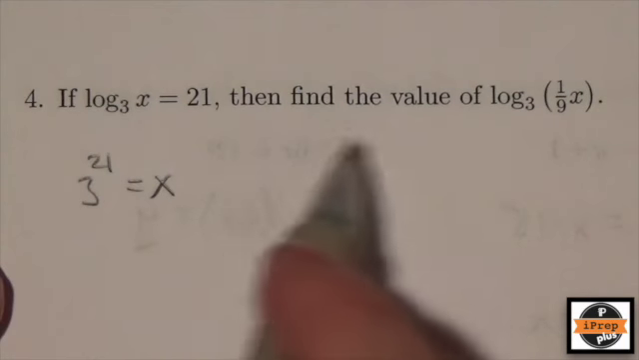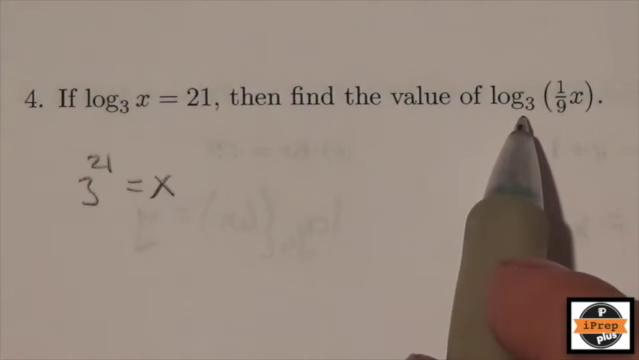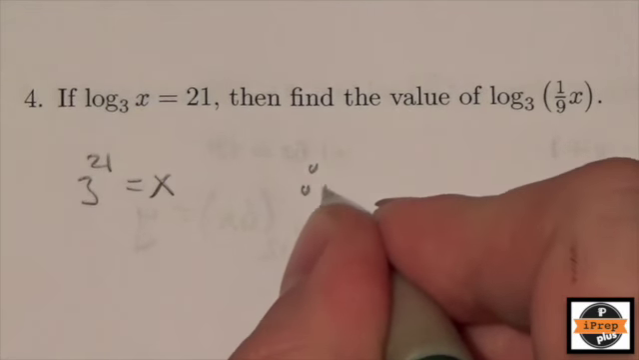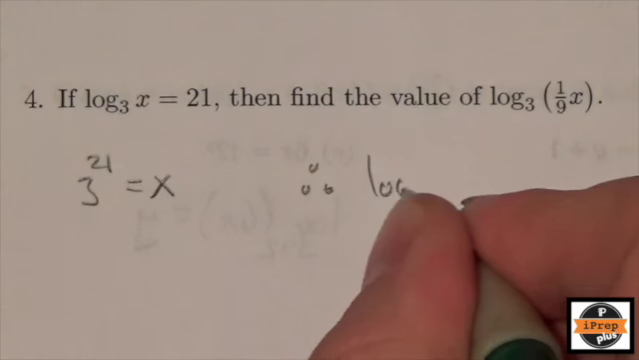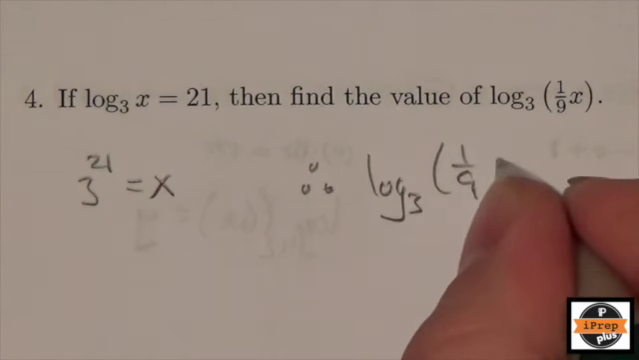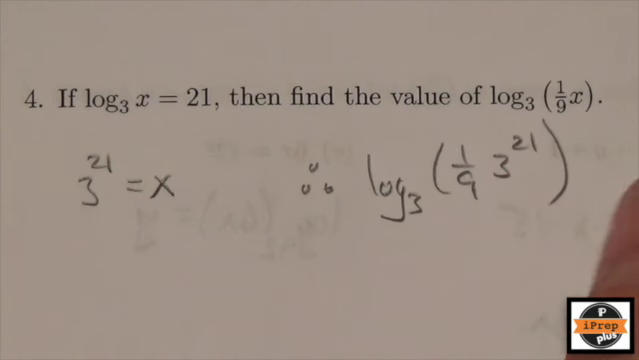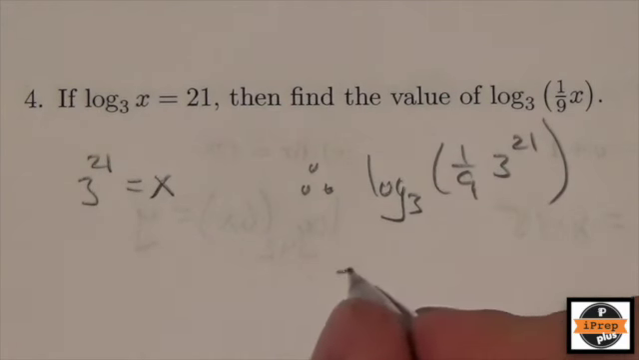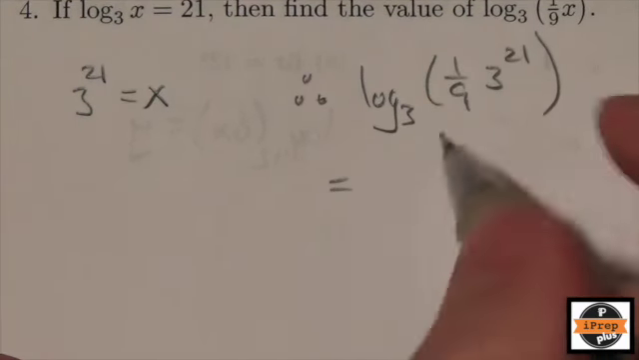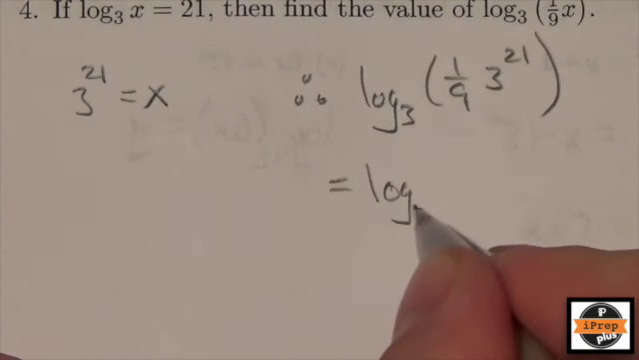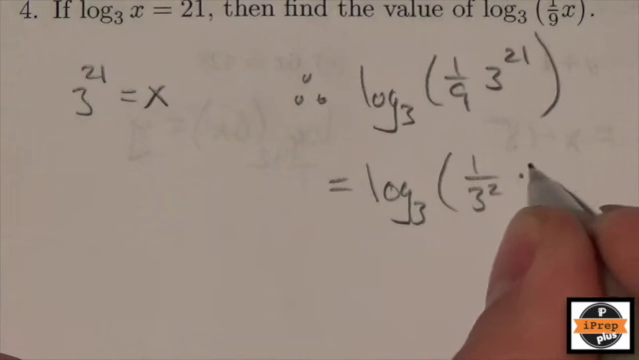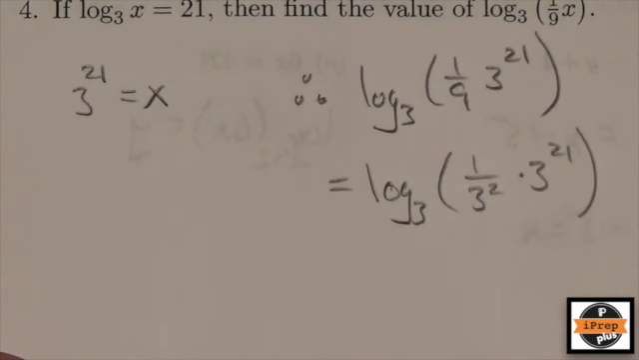Now, when it says find the value of log base 3 of 1/9 of x, what I might do is state that if this is true, then the log base 3 of 1/9 x is going to be the log base 3 of 1/9 of 3 to the 21. Now, I notice 9 is also a power of base 3. So this will be the log base 3 of 1 over 3 squared times 3 to the 21.